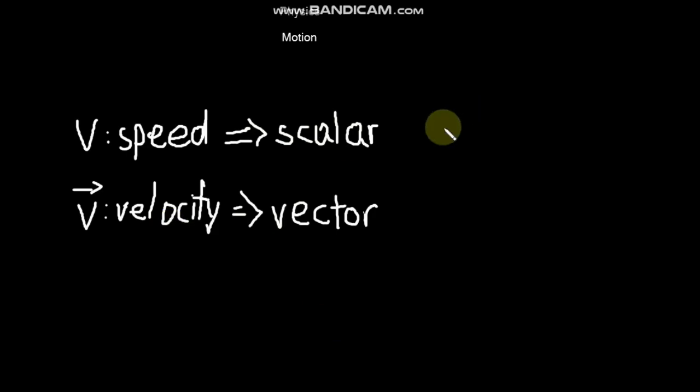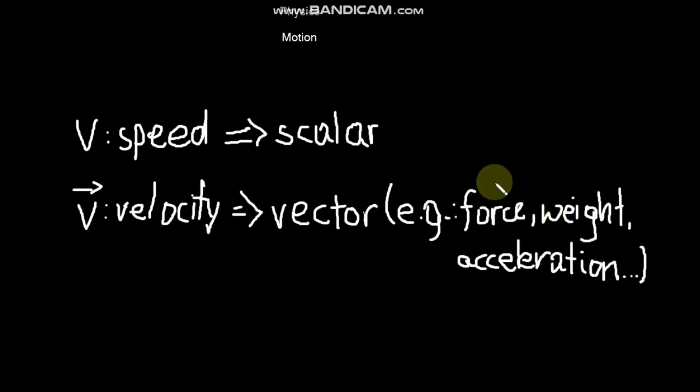So examples of vector quantities are force, which is denoted as capital F with an arrow. It can be weight, which is capital W with an arrow, and it can be acceleration, which is small a with an arrow. So now that you know that speed is a scalar quantity and velocity is a vector quantity, let's go to the calculations.